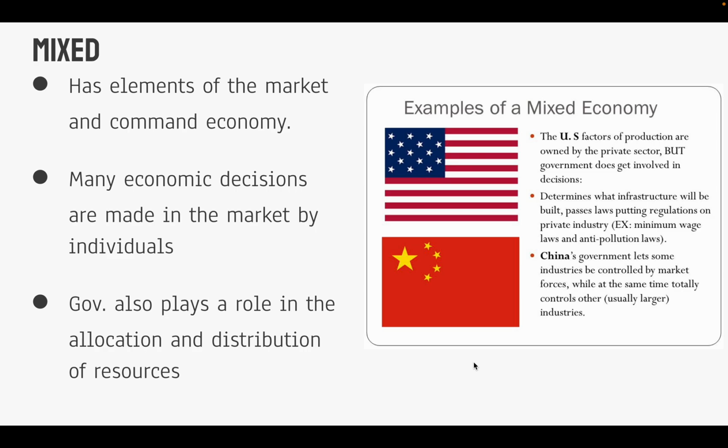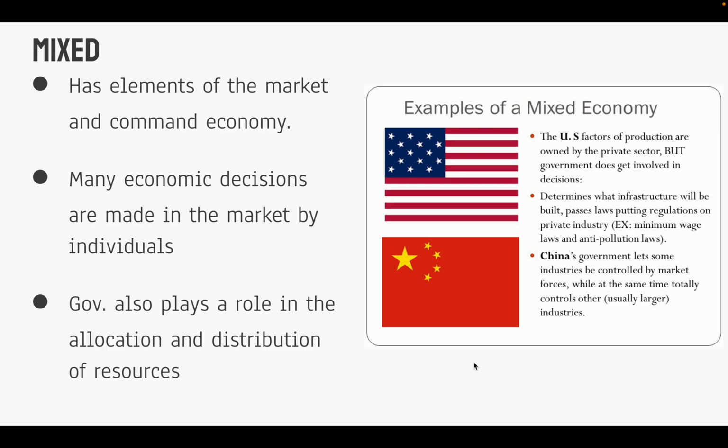When we talk about that as well, government also looks at infrastructure, like what will be built, where it will be built, and how it affects the environment. They pass laws putting regulations on private industry. For example, in the United States, we have minimum wage. Everybody's guaranteed minimum wage. And there are also anti-pollution laws and child labor laws.